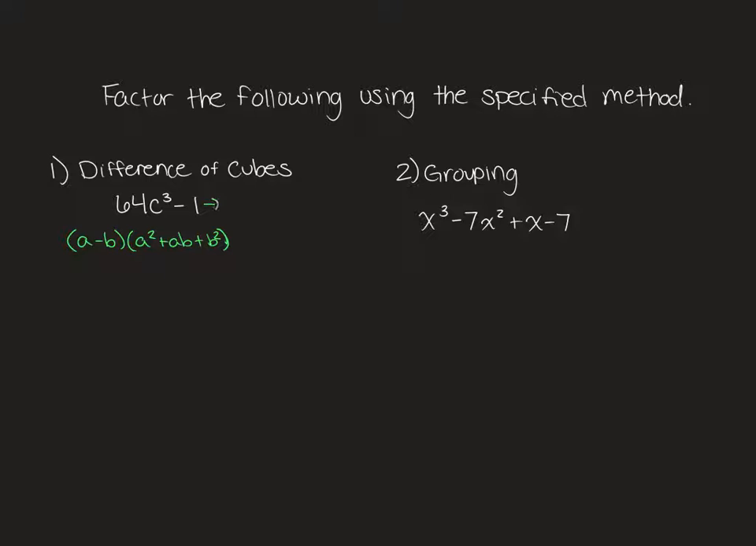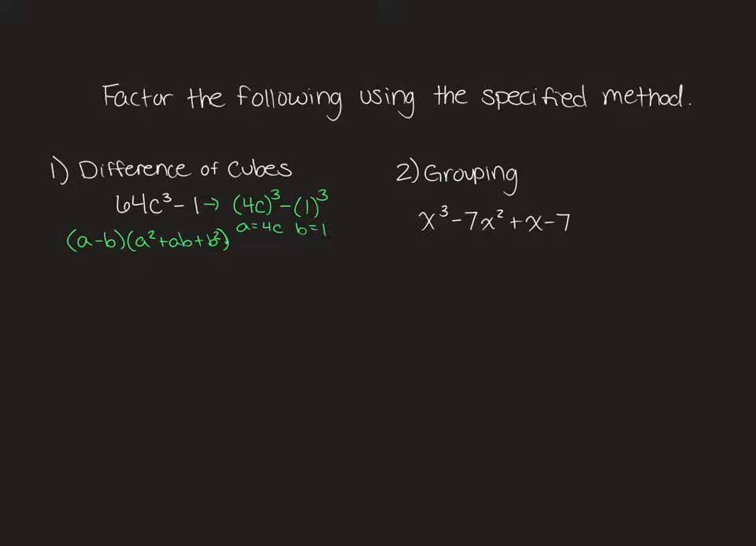So we can actually rewrite this. 64 is a perfect cube of 4, c cubed is a perfect cube of c, minus, and then 1 is a perfect cube of 1. So in this case, our a is equal to 4c and b is equal to 1.